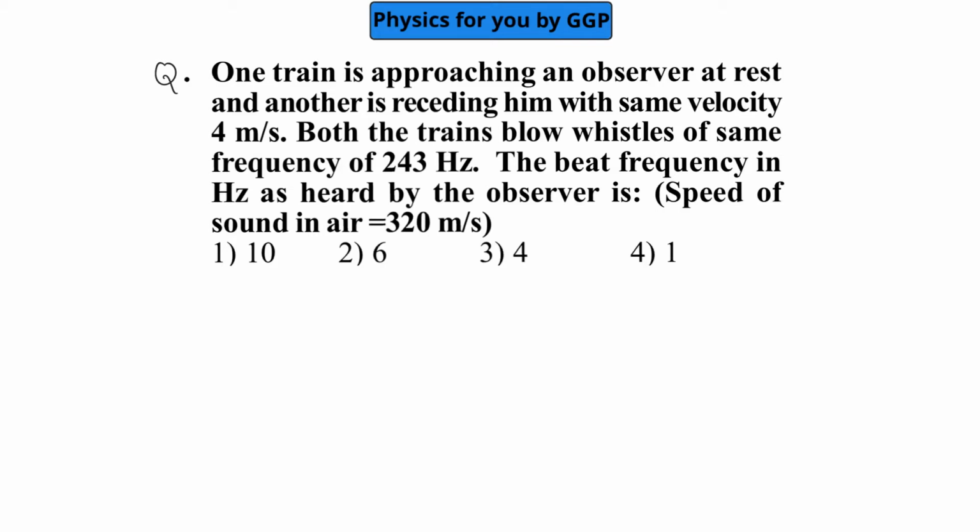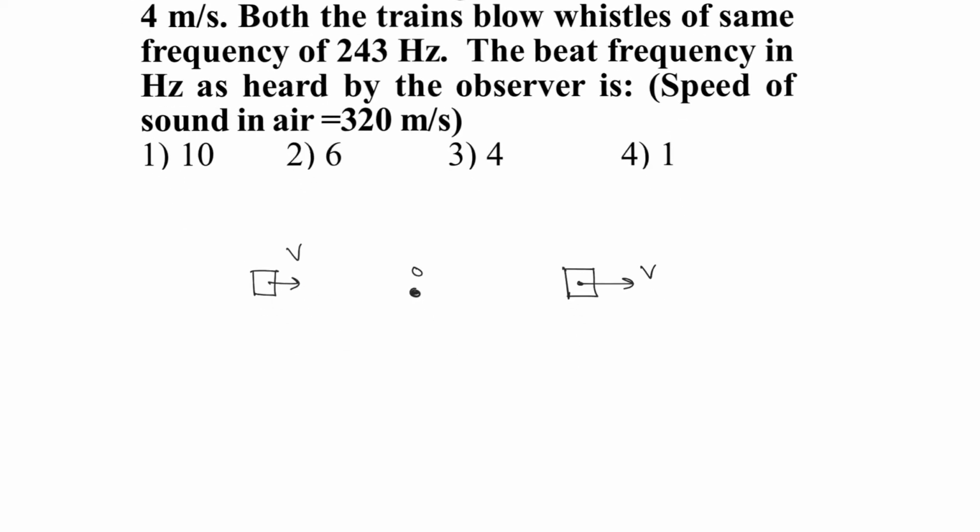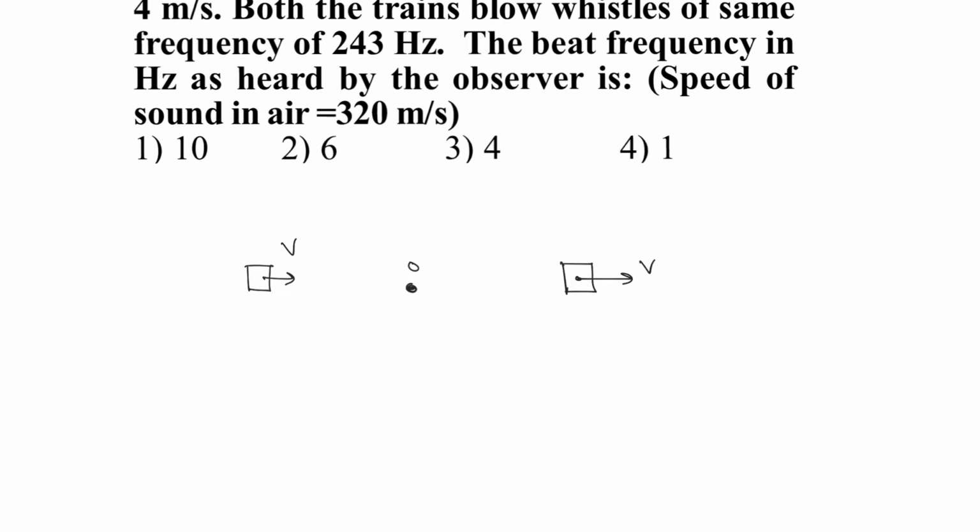meter per second. So if you are just considering an observer over here, we can consider the trains as sources. One source is moving away from the observer with a velocity, let's say v, and another train is moving towards the observer with the velocity v. As the source is moving away from the observer, the frequency heard by the observer will be less as compared to the actual frequency.